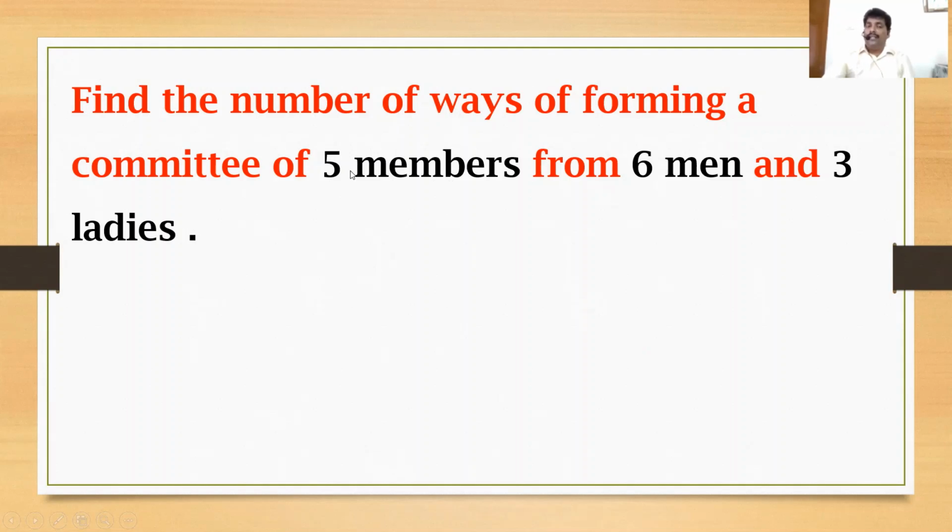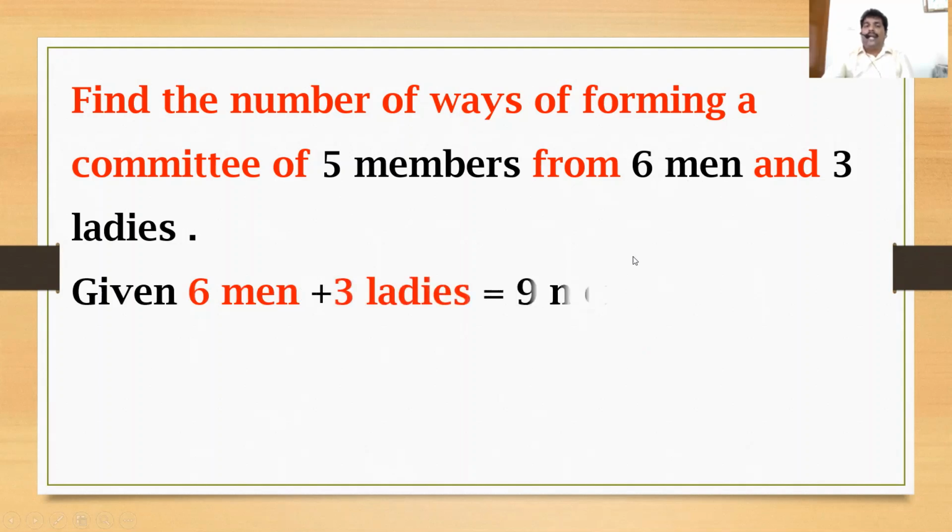This can be done in 9C5 ways. Here there is no condition, no restriction. In some questions, some conditions or restrictions will be given. What type of conditions will be given? Like, in the committee at least 2 ladies, or at least 4 men, like that. In this question, there is no restriction and no condition. That's why the total members are 6 men and 3 ladies.